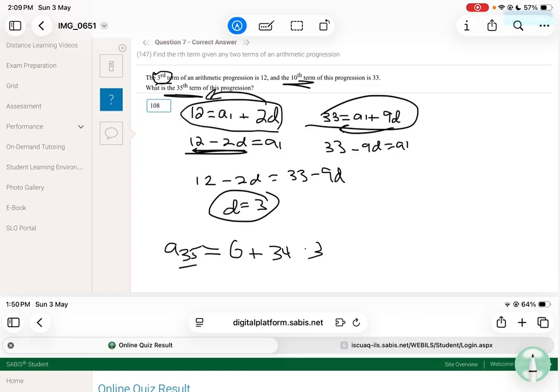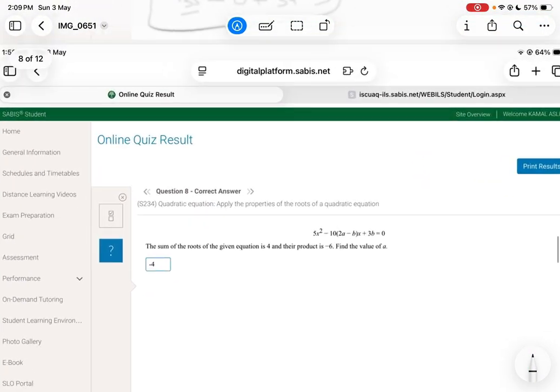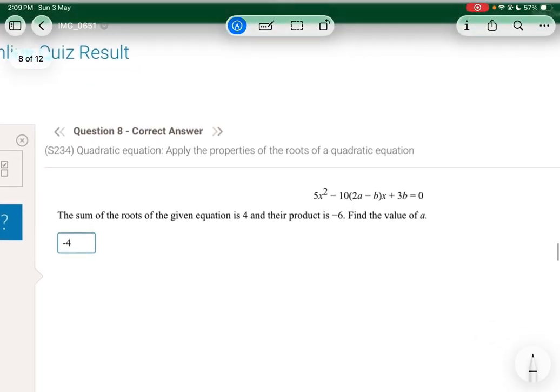So 34 times 3 is equal to 102 plus 6 is 108. And that's your final answer. Okay, so now moving on to question number 8. Question 8, they gave you that the sum of the roots is 4 and the product is 6. Find the value of A.